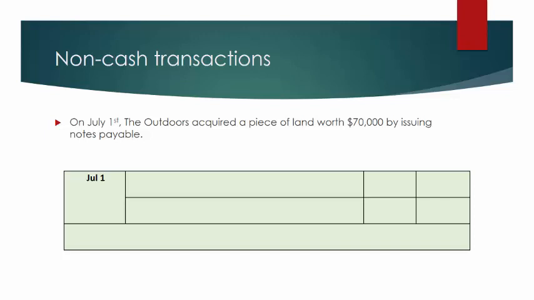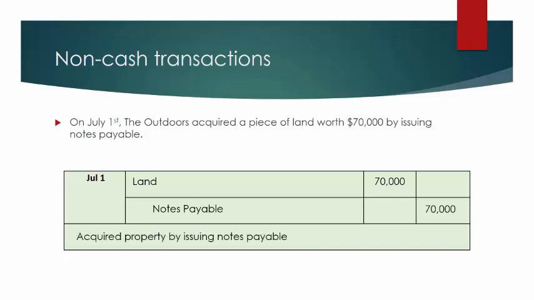As always, when you're buying something, the debit is to what you're acquiring. Land, $70,000. The credit is to how you're financing it. In this case, they're signing a notes payable for that same $70,000, in the journal entry where they acquired property by issuing a notes payable. And again, in this entry, cash is neither our debit nor our credit.